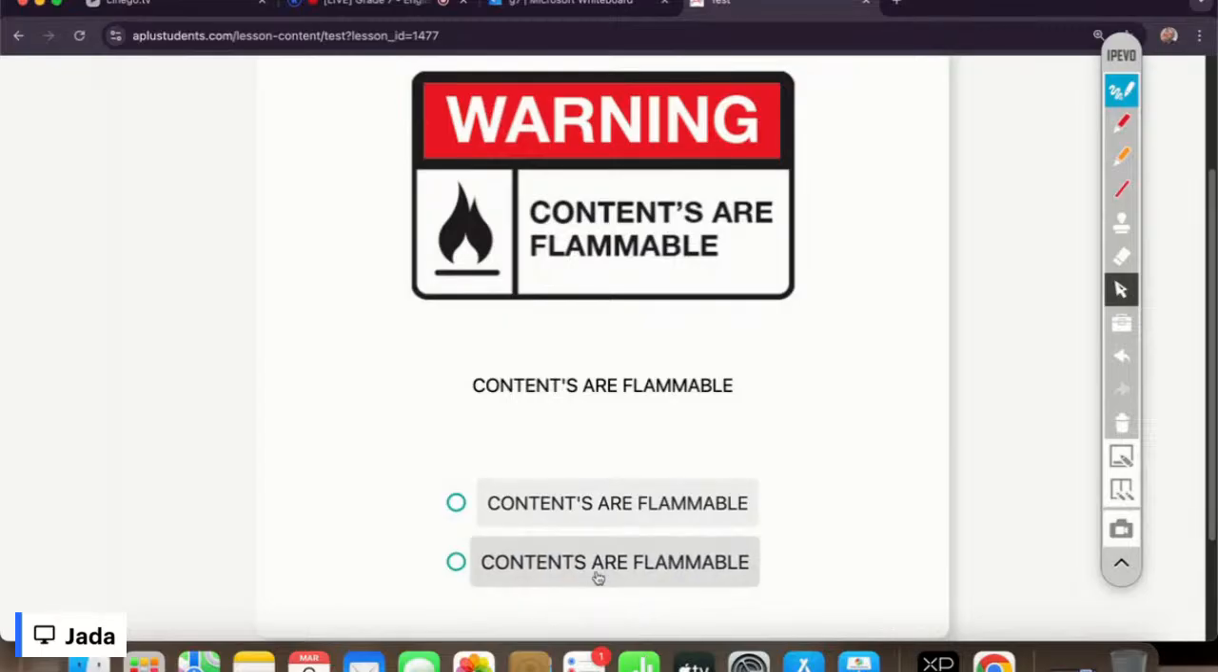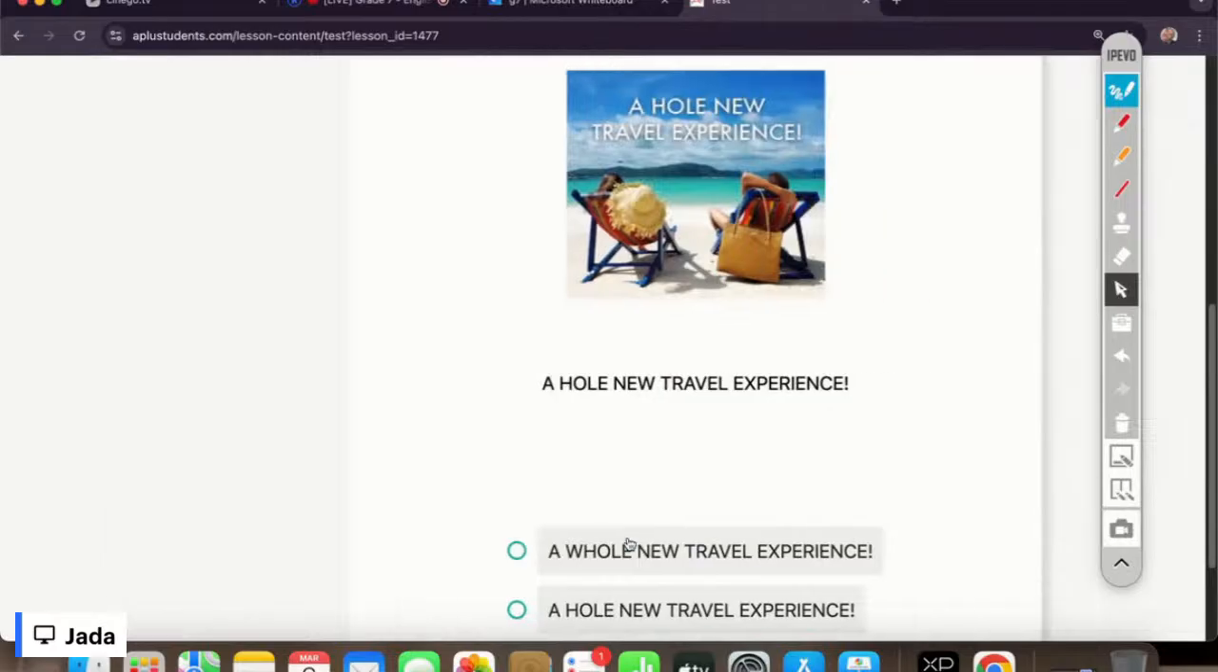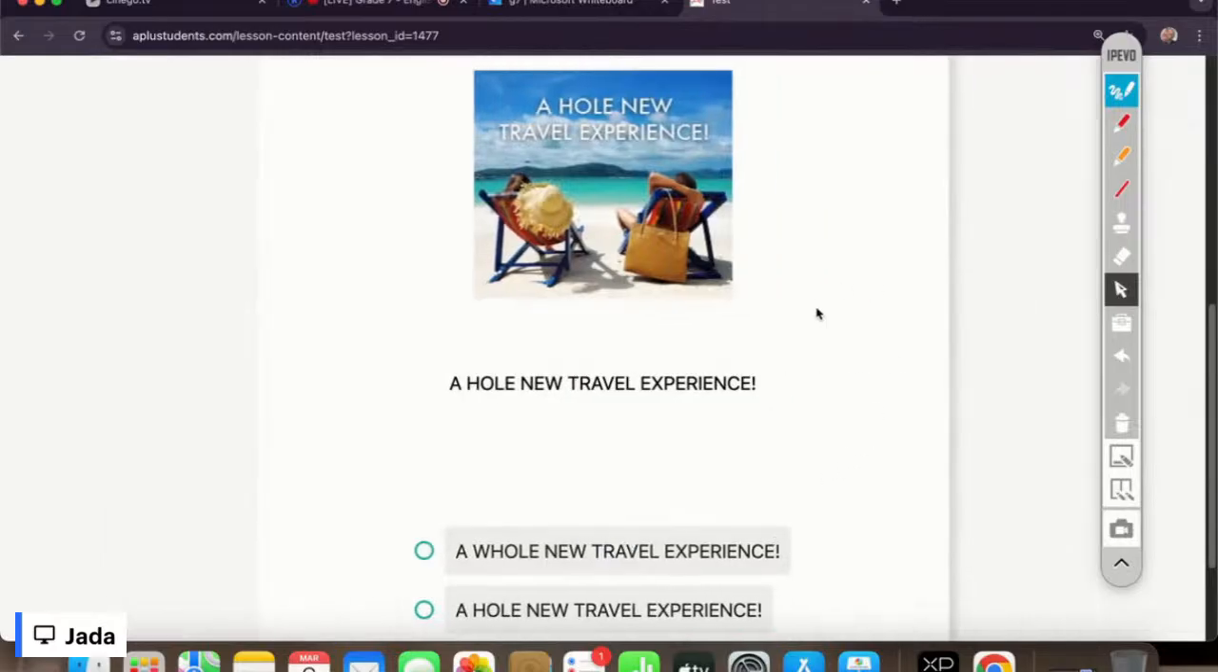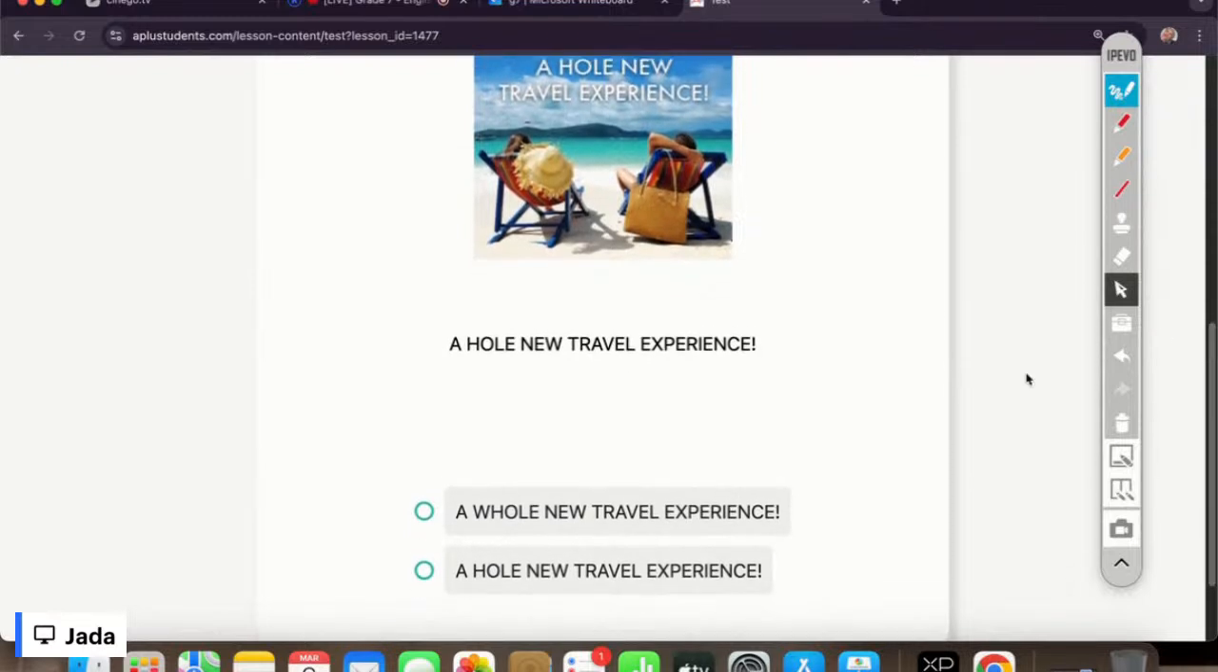All right, so we have contents after. All right, so a whole new travel experience. What's the error here? First or the second one to be corrected?